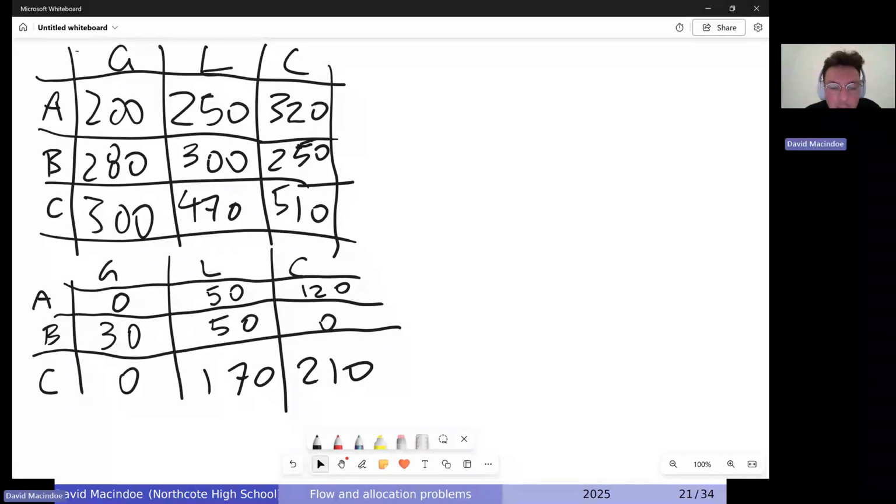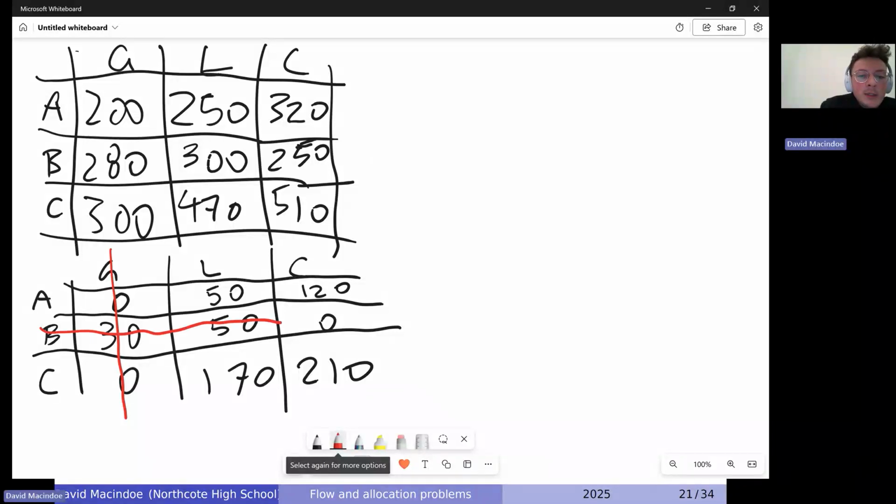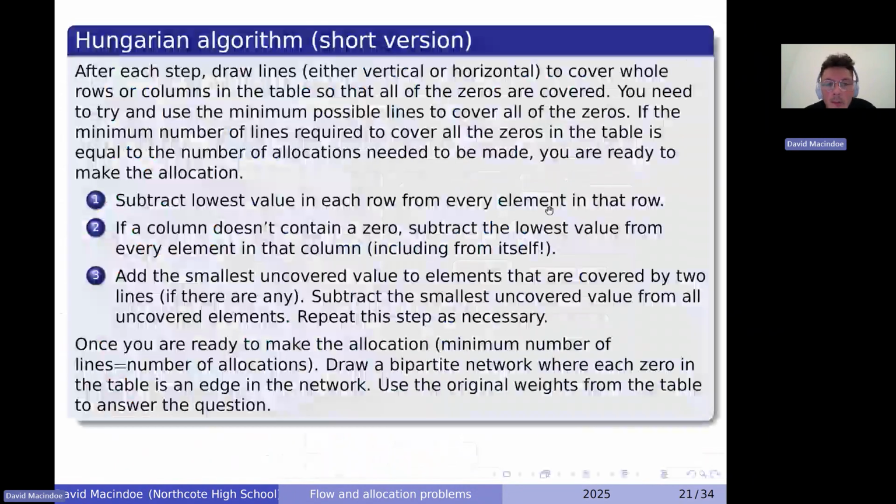Okay. The next step that we're continuously doing is drawing lines, where we're trying to draw the minimum number of lines to cover all the zeros in our table. What you'll see is the minimum number is 2, but there are actually 3 allocations we need to do here. So we need to keep going. We need to do the next step in our algorithm. If you're lucky, it'll just stop there. We will have already been able to do our allocation, but in this case, no.